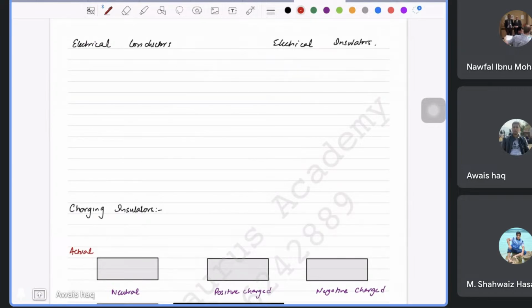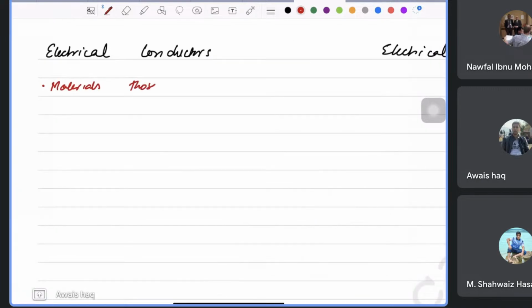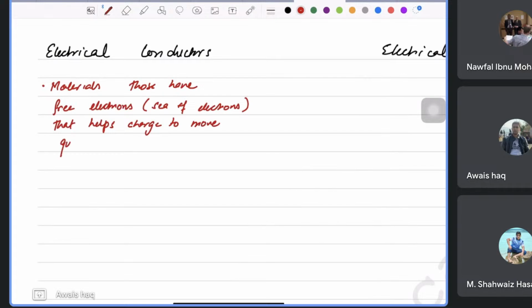So when we say something is an electrical conductor, it means these are materials that have free electrons. Some teachers teach it as a sea of electrons. Both terms are correct. That helps charge to move quickly across them. For example, all metals are good electrical conductors, okay?